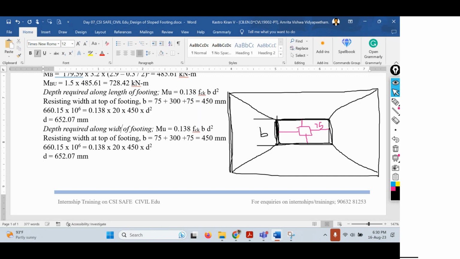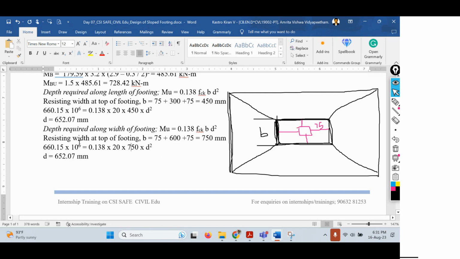So let me write that. Depth required along width of a footing. Same formula, 0.138 fck b d square, but the value of B will get changed. So how to go with this? What is this side of the column? This side of the column is 600 mm. So 75 plus 600, that is the length of the column, plus 75. That will become 750 mm.